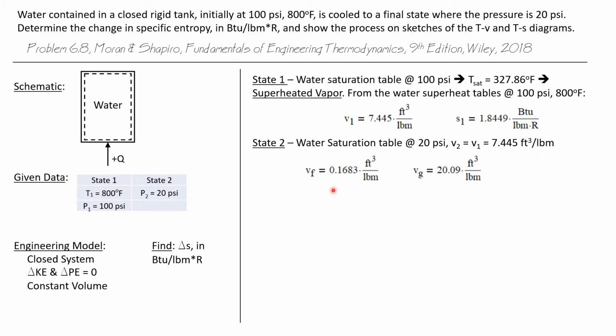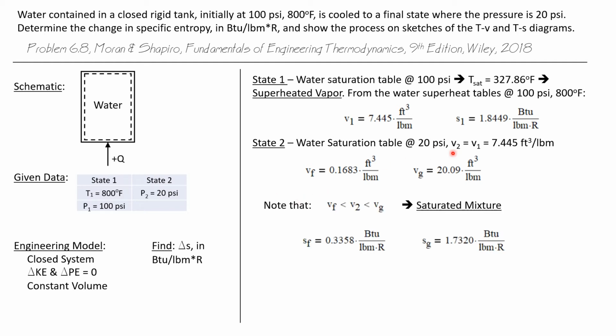So I'm going to get values of V sub F and V sub G from the table so I can compare our actual specific volume. And we see that V sub F is less than V2 is less than V sub G. That implies that state 2 is a saturated mixture. So while I'm in the table, I'm going to grab values for S sub F and S sub G because we're going to need to calculate the specific entropy at this state.